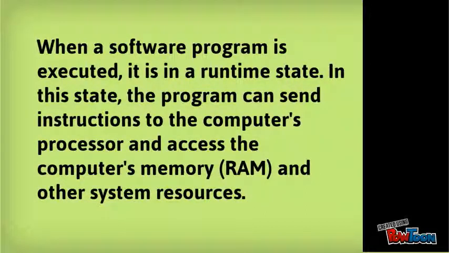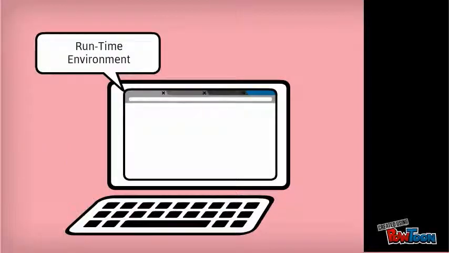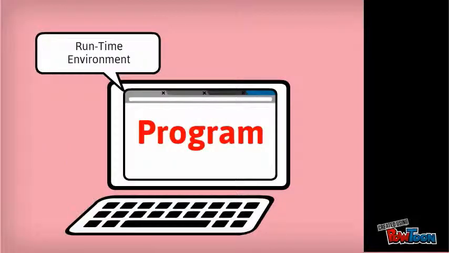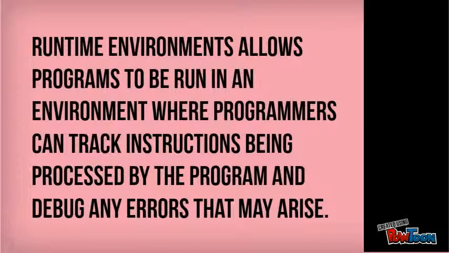When a program is executed, it is in a runtime state. In this state, the program can send instructions to the computer's processor and access the memory and other system resources. When software developers write programs, they need to test them in the runtime environment. Software development programs often include a runtime environment component that allows the programmer to test the program while it is running. This allows the program to be run in an environment where the programmer can track the instructions being processed by the program and debug any errors that may arise.